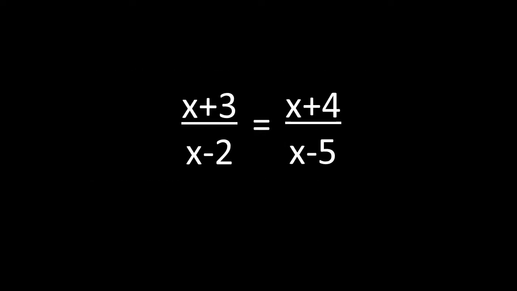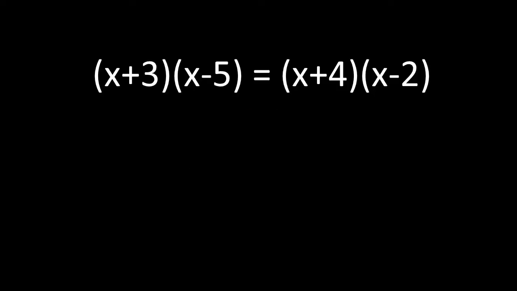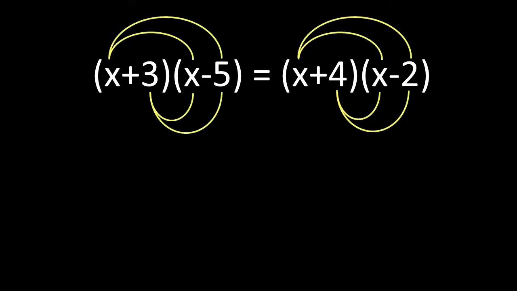Back again to the given equation, both ways are applicable in eliminating the denominator. But since the fractions used are proportional, we'll simply cross-multiply, which results in x plus 3 times x minus 5 is equal to x plus 4 times x minus 2. The next thing we need to do is to simplify the resulting equation. In order to do this, we need to distribute all the values using the FOIL method.